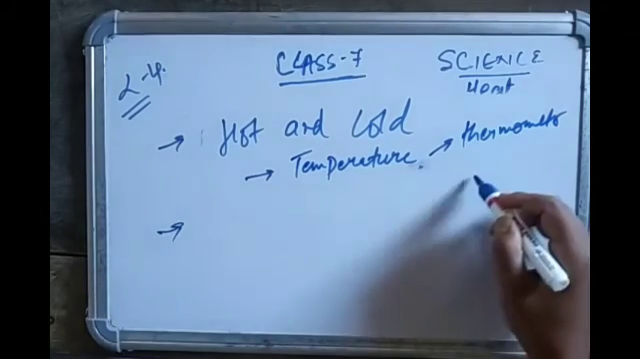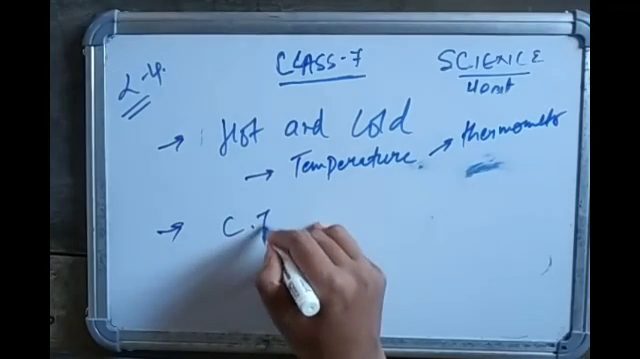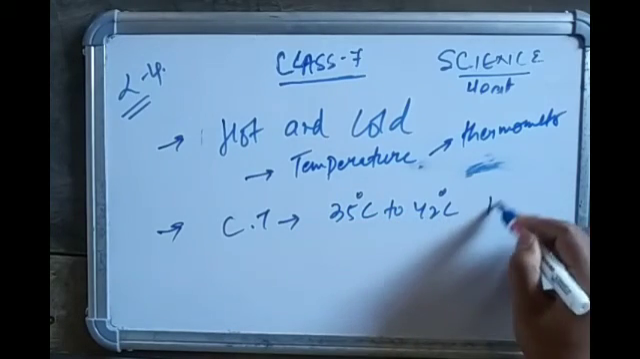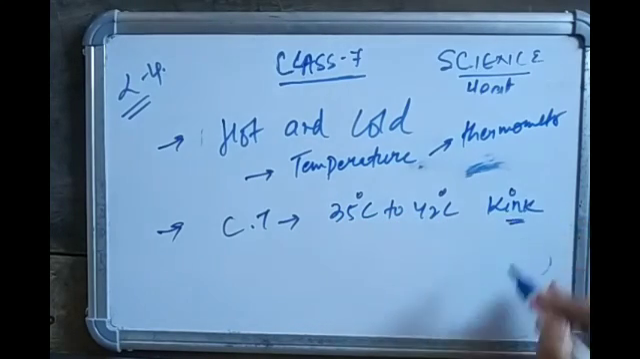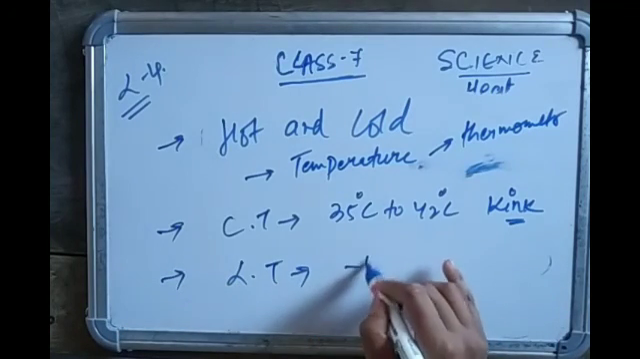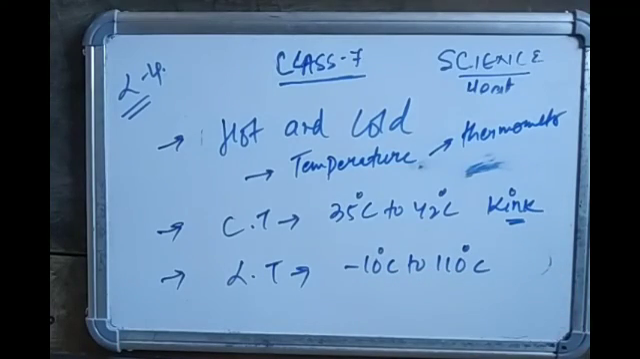And with the help of kink, clinical thermometer's range is 35 degree Celsius to 42 degree Celsius. Laboratory thermometer's range is -10 degree Celsius to 110 degree Celsius.